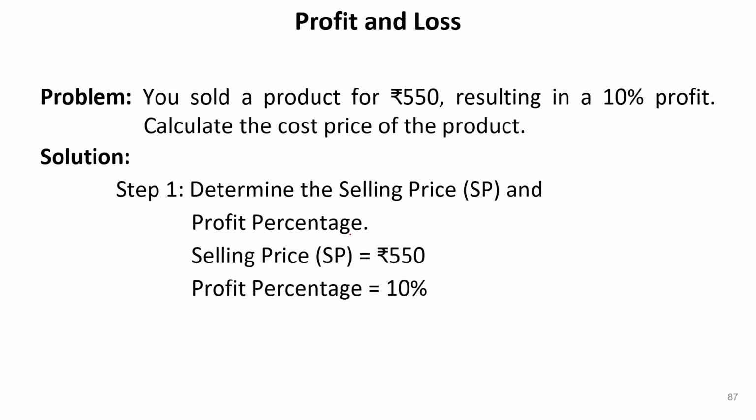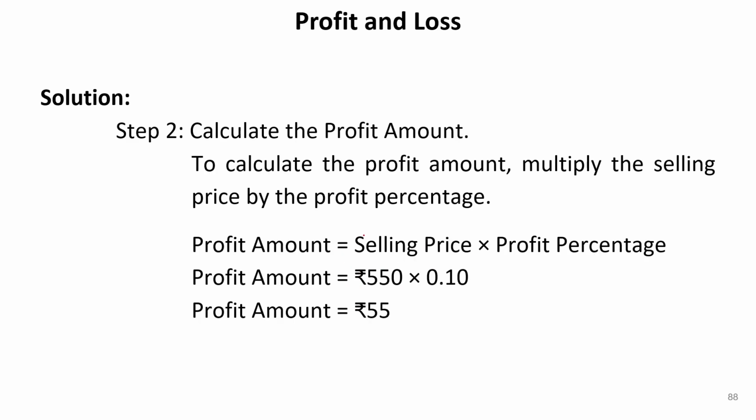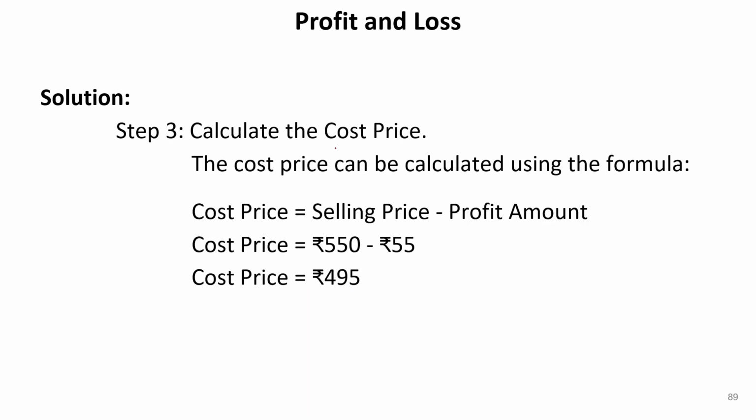So selling price and profit percentage: selling price is 550, profit percentage is 10%. So profit amount is equal to selling price into profit percentage. So 550 into 0.10, that is equal to 55 rupees, right? So calculate the cost price. The cost price can be calculated using the formula selling price minus profit amount, which is 550 minus 55, equal to 495. So 495 is the correct answer.